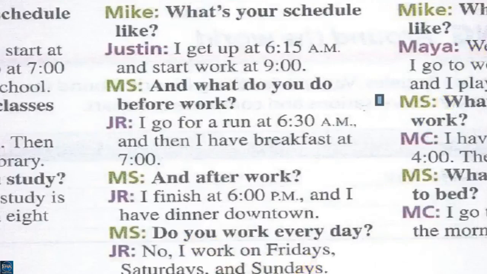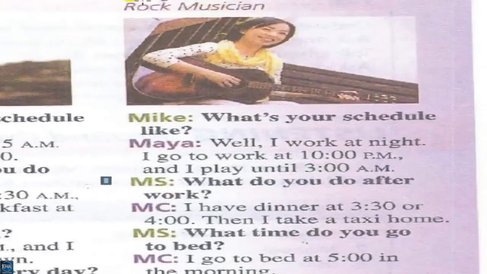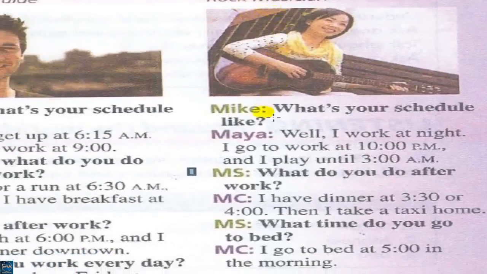Maya Chu, rock musician. Listen. What's your schedule like? Well, I work at night. I go to work at 10 p.m. and I play until 3 a.m. What do you do after work? I have dinner at 3:30 or 4. Then I take a taxi home. What time do you go to bed? I go to bed at 5 in the morning.